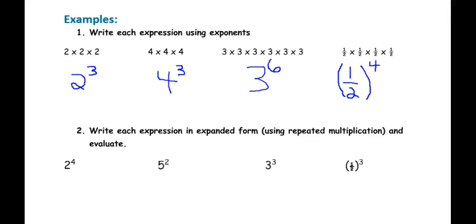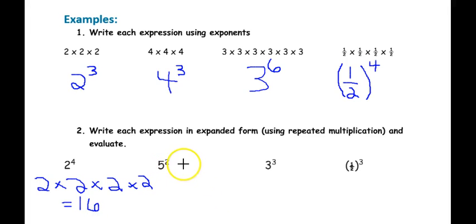In our second set of examples, we're going to write each expression in expanded form using repeated multiplication, and then we're going to evaluate or find the overall value. 2 to the fourth power in expanded form is going to be 2 times 2 times 2 times 2, my base of 2 being multiplied together 4 times. 2 times 2 is 4. That times 2 is 8, and that times 2 is 16. So when I evaluate, I get a total answer of 16.